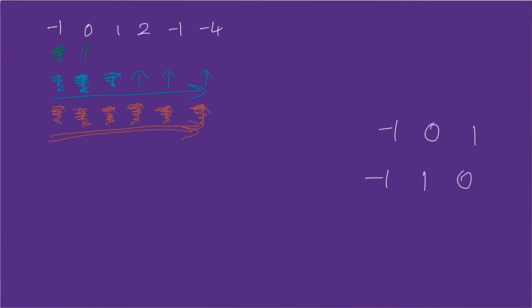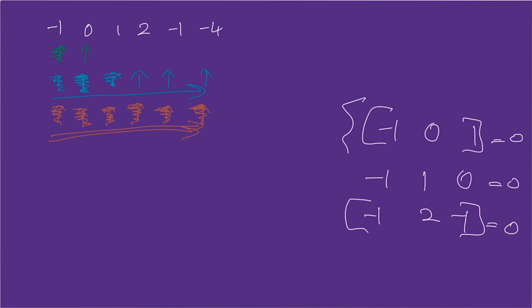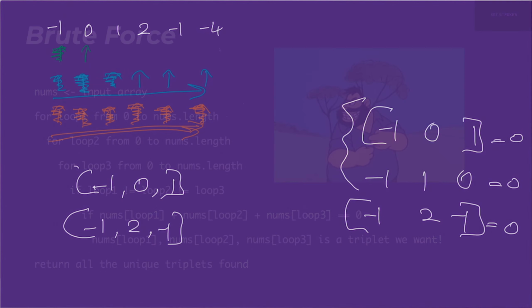And I think the one other triplet that will come out of this will be -1, 2, and -1, and they all add up to 0. But we can see the only two unique triplets in this case are -1, 2, and -1, and -1, 0, and 1, because these two triplets are identical. So in the end, our answer becomes -1, 0, 1, and -1, 2, and -1. And this is what we return as our output.